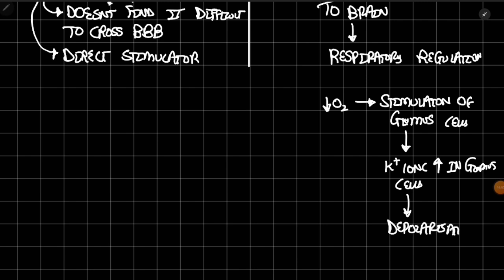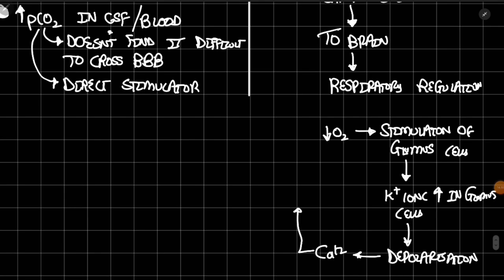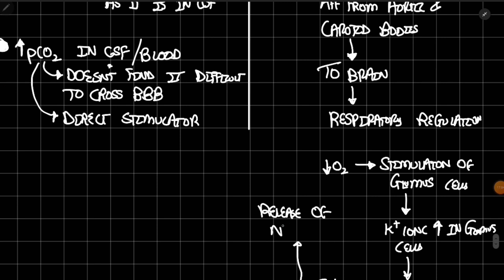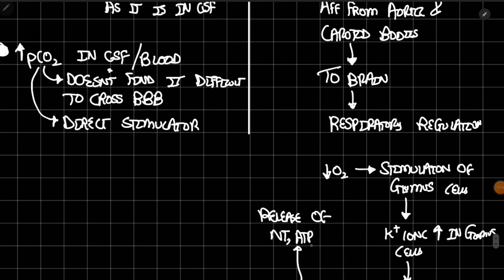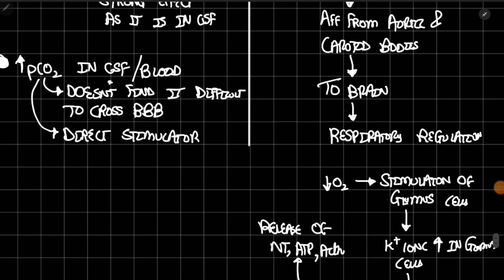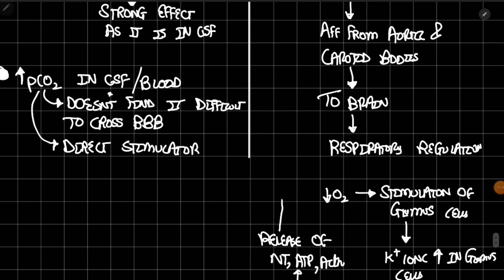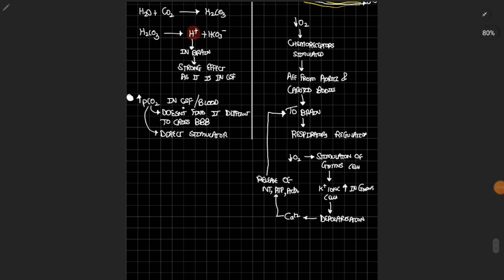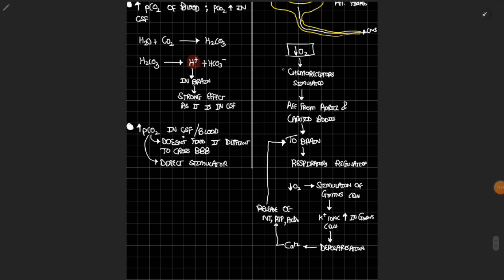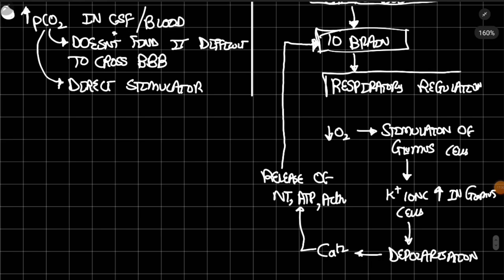Depolarization. Okay, increase in calcium channels, release of neurotransmitter, I'm writing NT, ATP. Okay, and then ACTH also comes under the neurotransmitter, but I am writing it separately. And then it goes to the brain and respiratory regulation. So basically I will mark a box for everybody because the flow chart can confuse a bit.